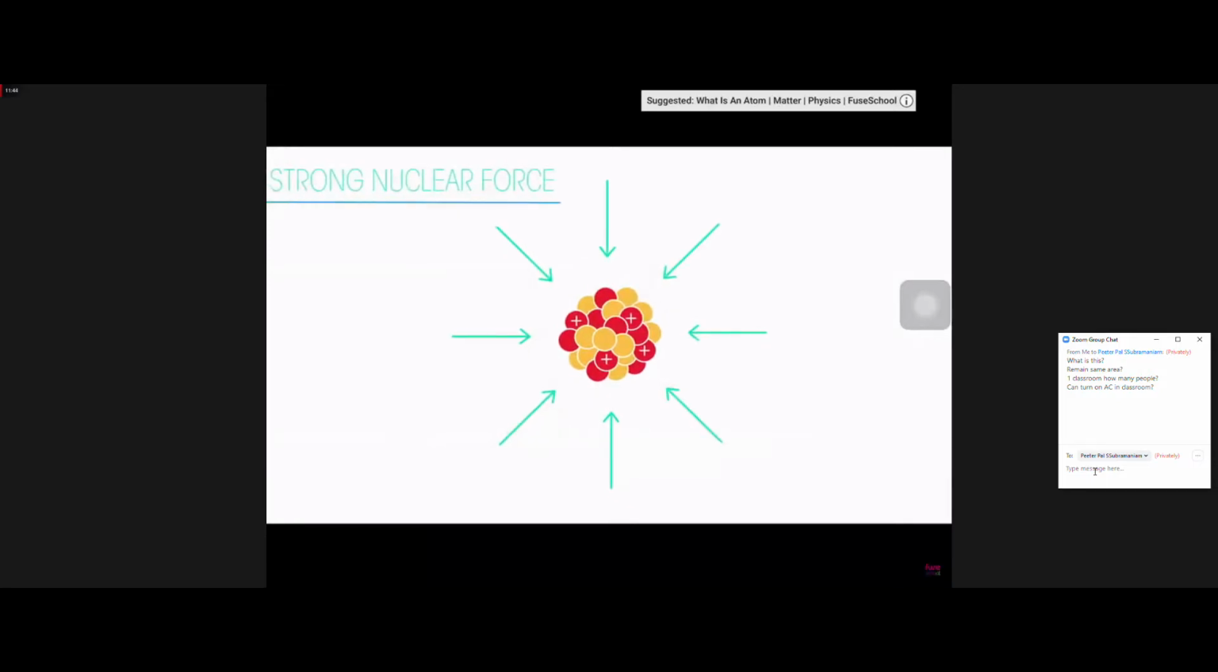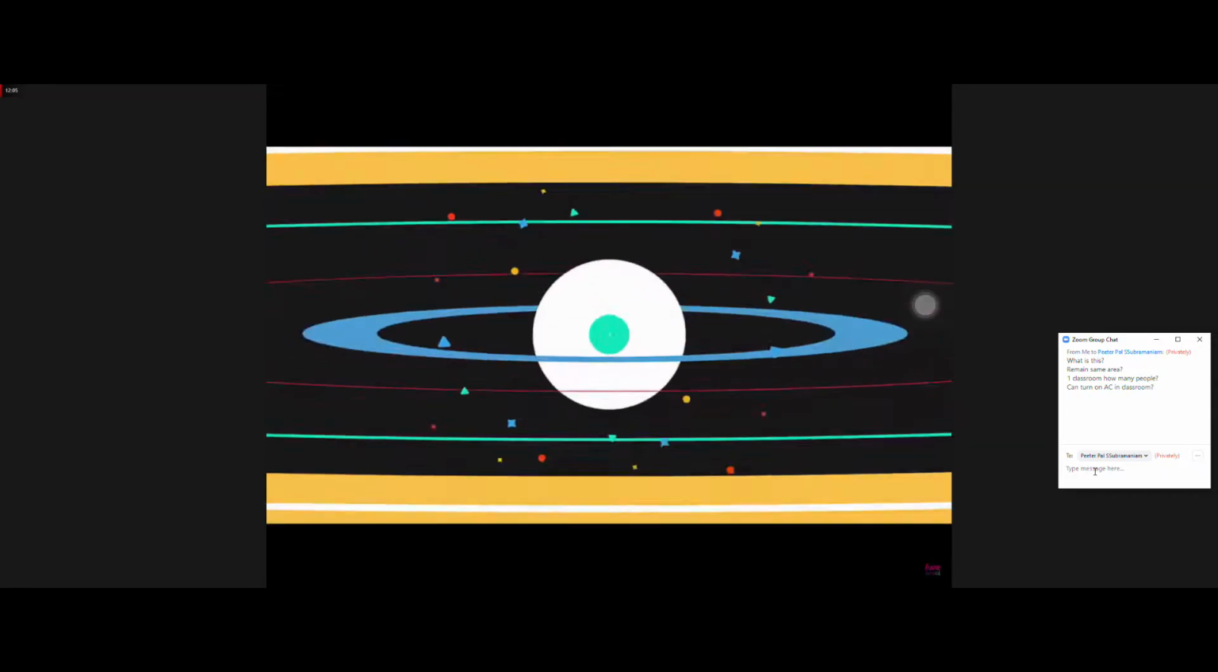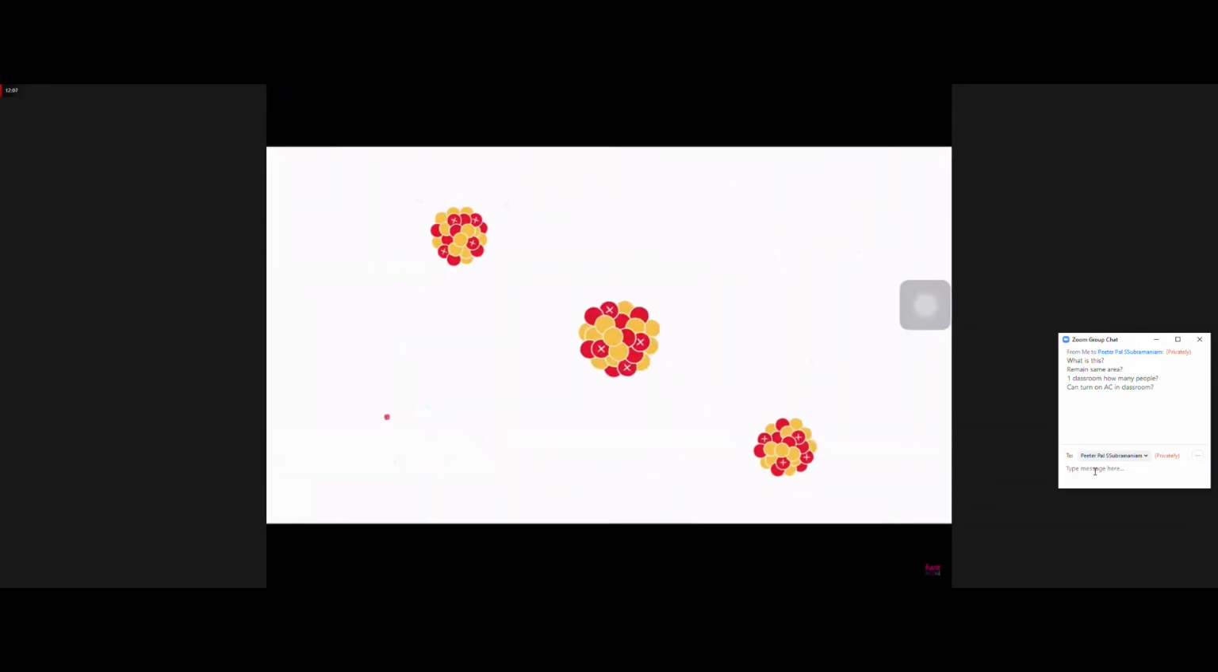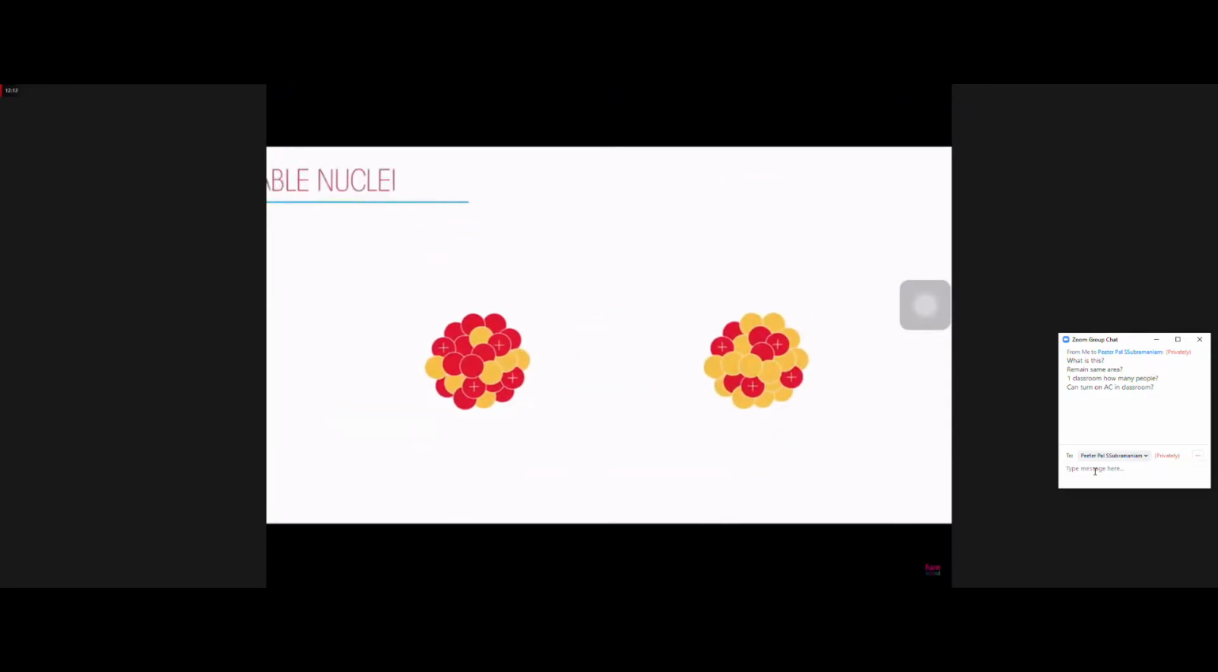A strong nuclear force holds the positive protons and neutral neutrons together in the nucleus, and is what determines if a nucleus is stable. In stable nuclei, the force is strong enough and brings sufficient energy to hold the nucleus together permanently. Most of the nuclei formed during the Big Bang nearly 14 billion years ago are still in existence today. But not all nuclei are stable.